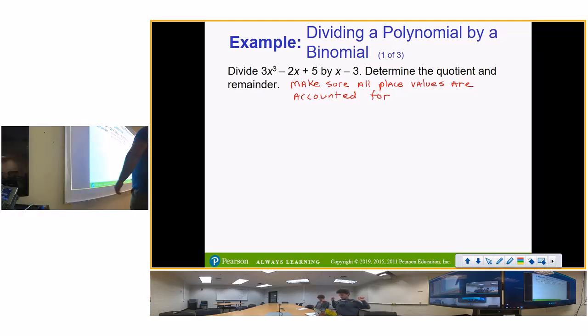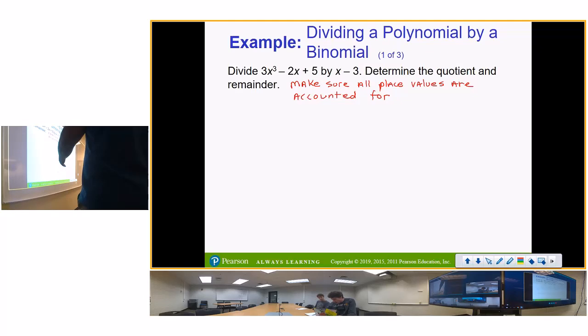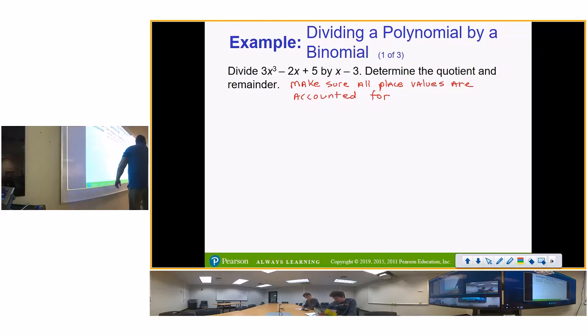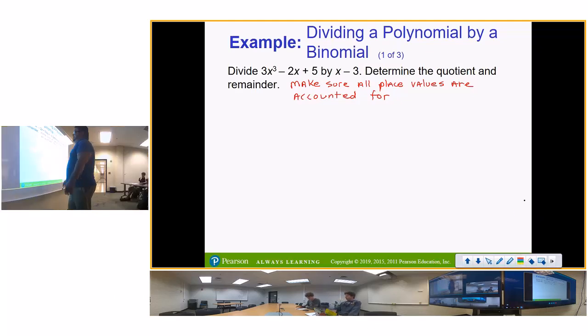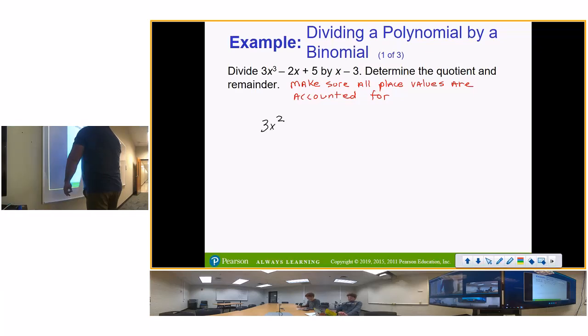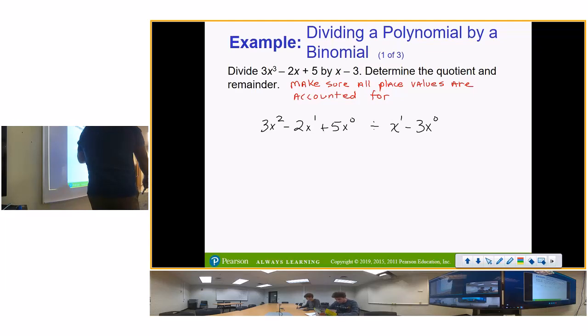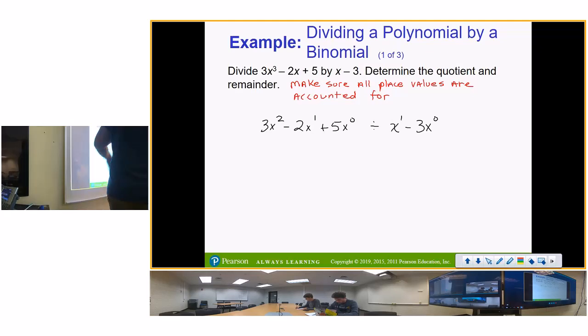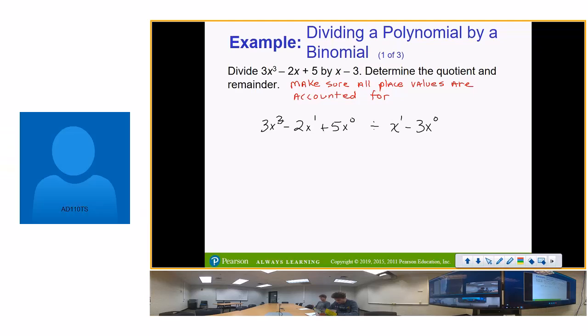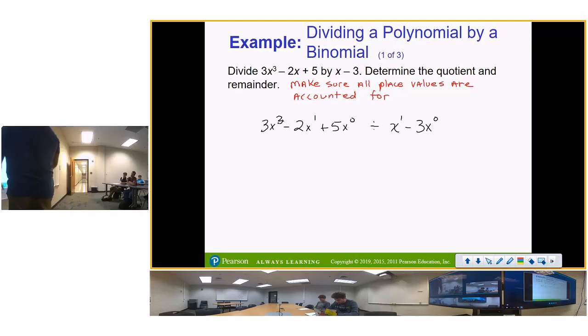So I got to make sure, like here, we've got something missing. We've got a square term missing. So I've got to plug something in here. Now, how do I know that? Well, I'm going to write it the way technically it's supposed to be written. 3x to the third minus 2x to the first plus 5x to the 0 divided by x to the first minus 3x to the 0. Let's look at the degree of the function. We got 3, 1, 0. So what can you tell me about that? The square function is missing. Everybody understand that? So I got to put it in.